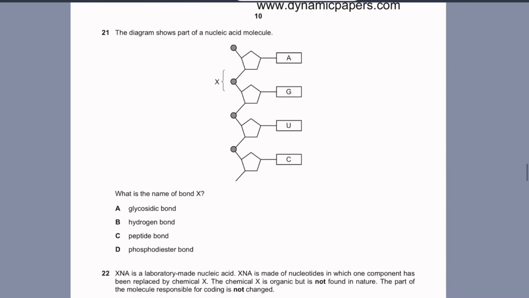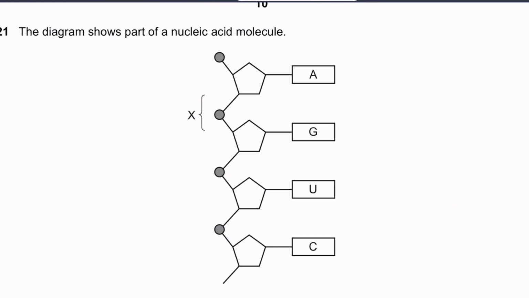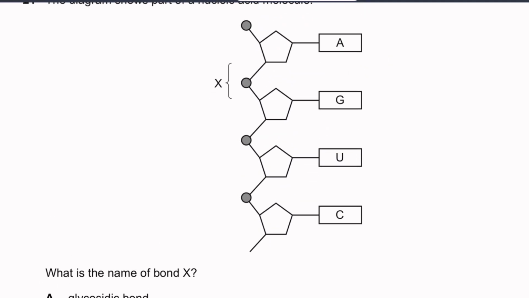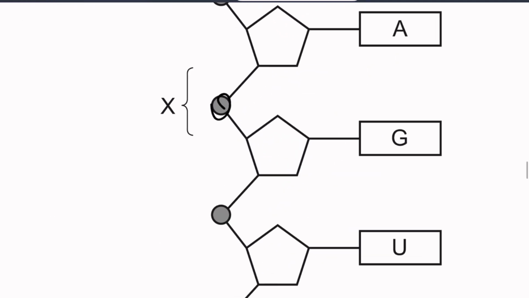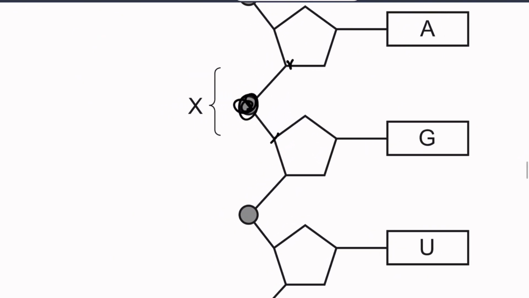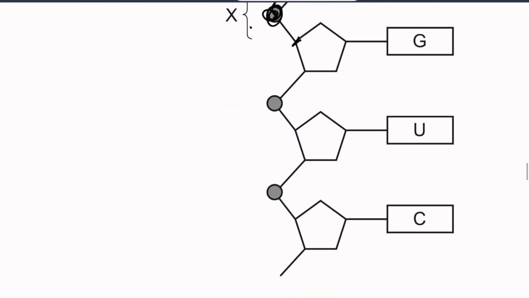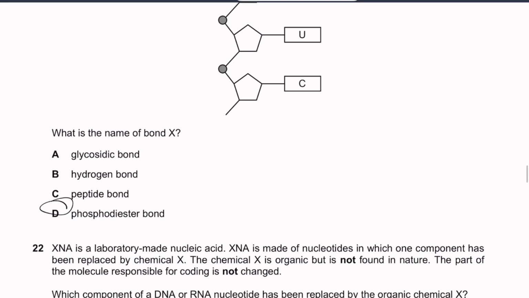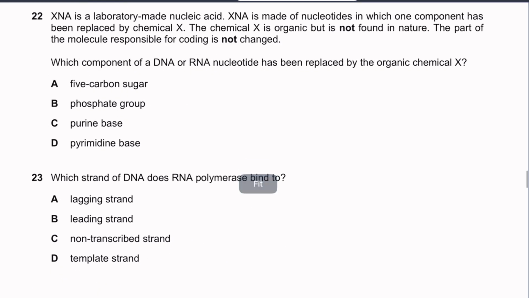Now the diagram shows parts of the nucleic acid molecule, and he's asking what's the name of bond X. That's a phosphodiester bond. You can see there's a phosphate group over here, and it's joined to a carbon, and it's joined to a carbon, and so obviously an oxygen from here is going to bind to a carbon from here. So a carbon-oxygen bond, that's known as the ester bond, and there's two of them, and there's a phosphate group, so it's called the phosphodiester bond. That's just an extra piece of information for you, but you should know that this is called the phosphodiester bond.